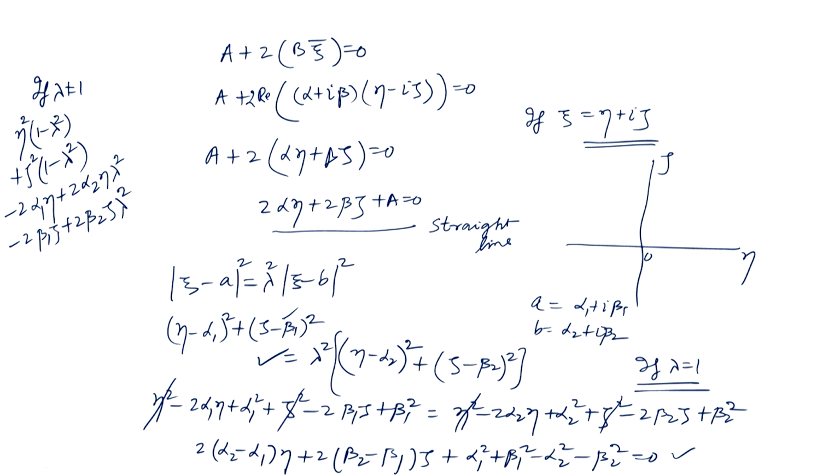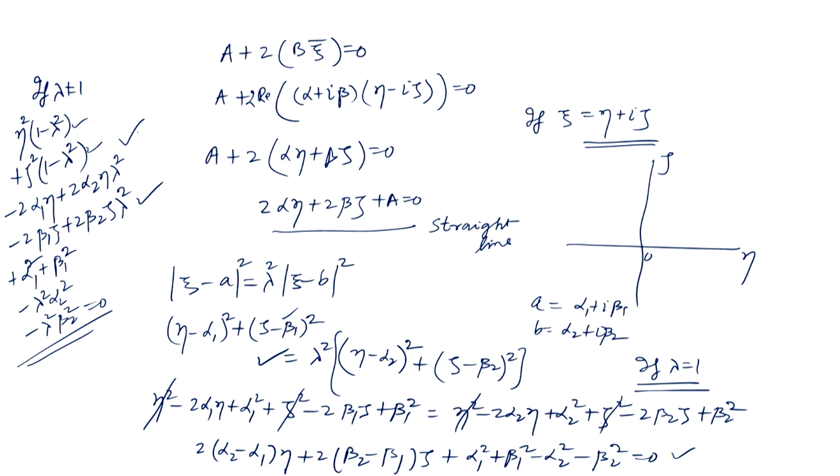Okay. And then we will have alpha 1 square beta 1 square lambda square alpha 2 square with the negative sign and minus lambda square beta 2 square. Now, you can look at this equation. In this equation you see that the coefficient of eta square and zeta square are same, 1 minus lambda square, and lambda is not equal to 1. So, the coefficients are not 0, and therefore, this equation represents a circle.